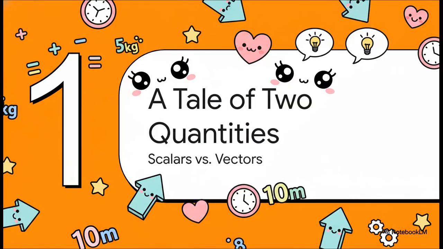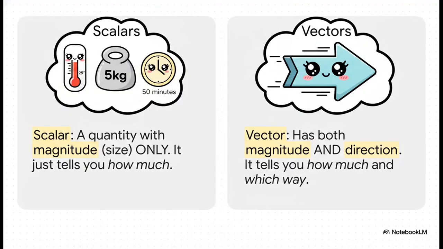We're going to come right back to it. So, to figure out that runner problem, we first have to get one really fundamental idea straight. In physics, pretty much every quantity you can measure, from temperature to speed to force, can be sorted into one of two simple categories. And understanding the difference between these two is, honestly, the key to everything else we're going to talk about. Okay, so here they are, scalars and vectors.